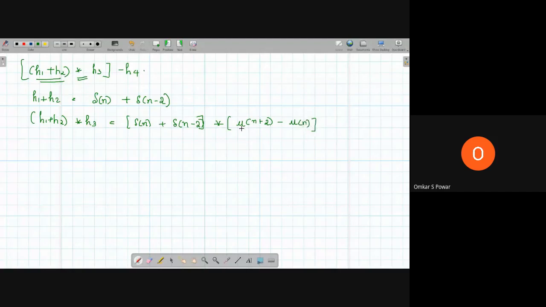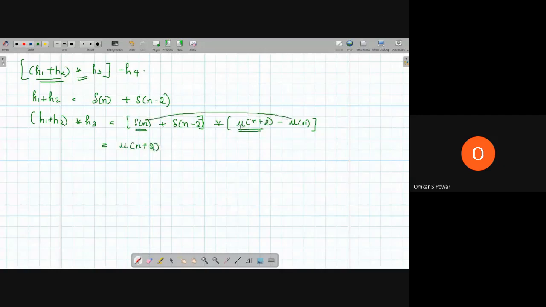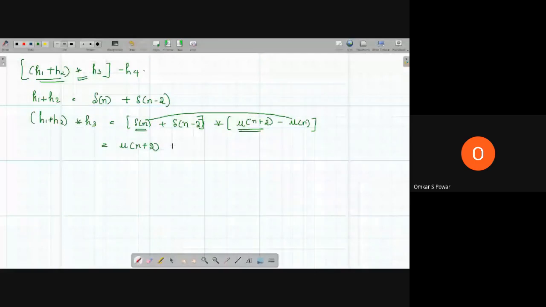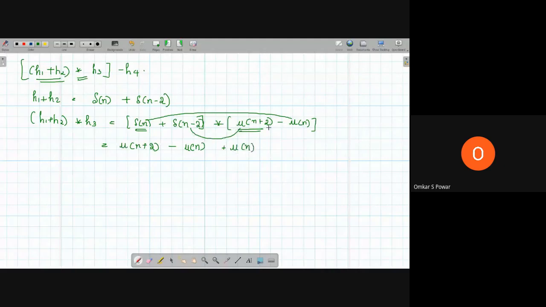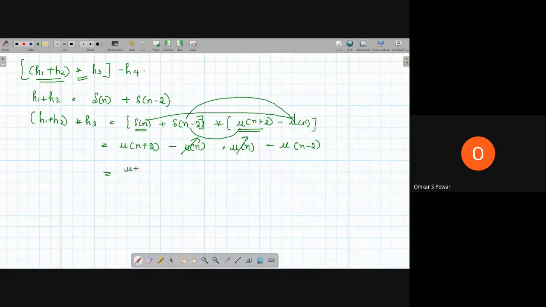So let us do this convolution. δ[n] convolved with u[n+2] is equal to u[n+2]. δ[n] convolved with -u[n] is equal to -u[n]. Then δ[n-2] convolved with u[n+2] gives plus u[n], because plus 2 and minus 2 cancel. Then δ[n-2] convolved with -u[n] gives -u[n-2]. The plus and minus cancel, so you will get u[n+2] - u[n-2].